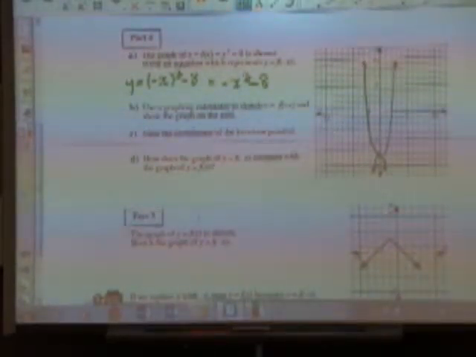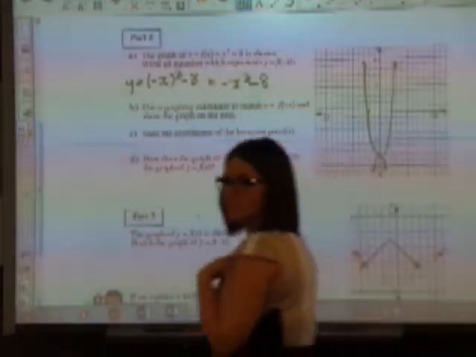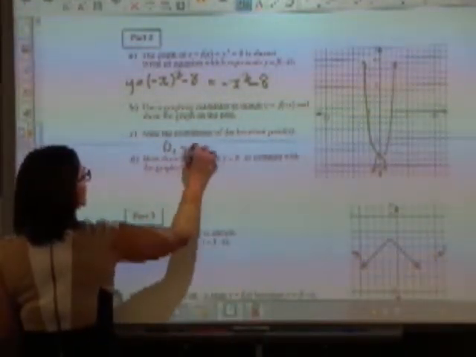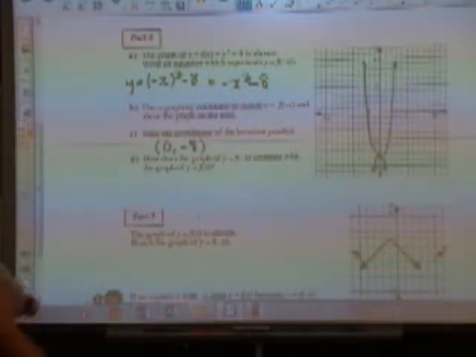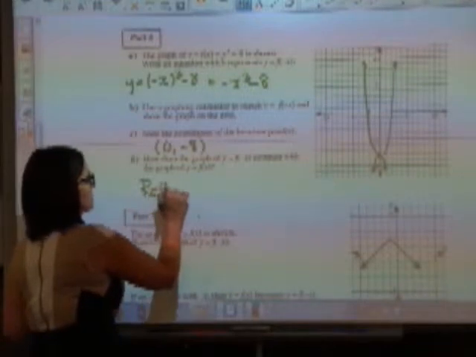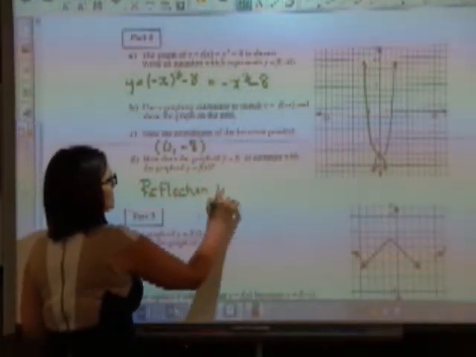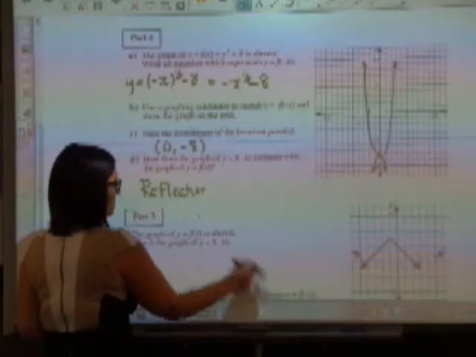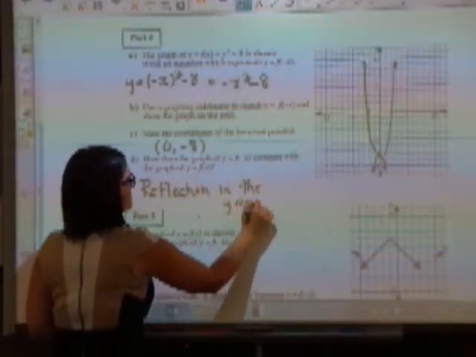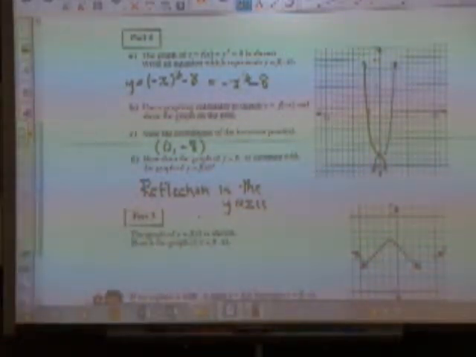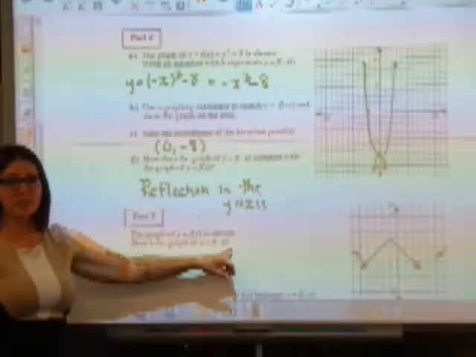So what's my invariant point this time? 0 and negative 8. And how does the graph of y equals f of negative x compare to my graph of y equals f of x? It was a reflection in the, which axis? Y. In the y-axis. So my replacement this time was replacing x with a negative x.